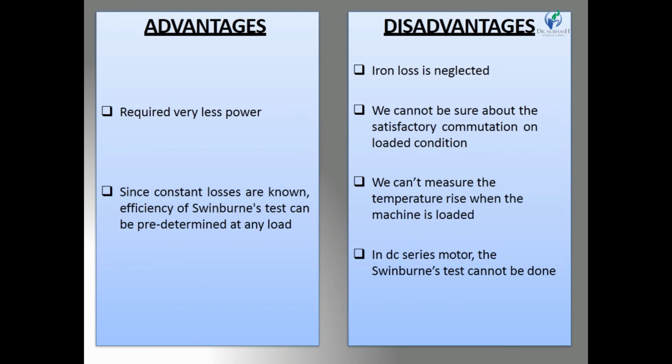Here are some disadvantages, like iron losses are neglected. Next, we can't be sure about satisfactory commutation in the loaded condition. Next, we can't measure the temperature rise when the machine is loaded. And the last one is that for the DC series motor, the Swinburne test can't be done.